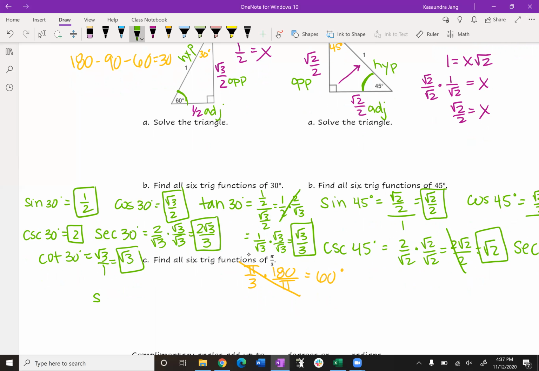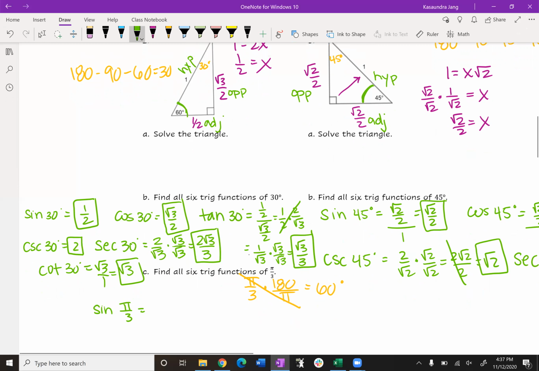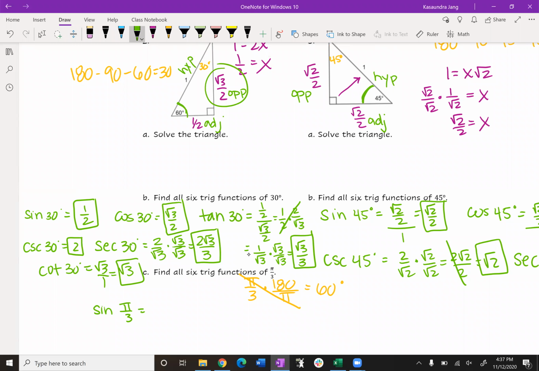So let's do sine of pi thirds. It's the same thing as sine of 60 degrees. Sine is the opposite over hypotenuse, which my opposite was root 3 over 2, divided by 1. I don't really need to divide by 1, so I will leave it as root 3 over 2. And then my cosine of pi thirds, or in other words, cosine of 60 degrees. Cosine is adjacent over hypotenuse, so it's 1/2 divided by 1, which I will leave as 1/2.